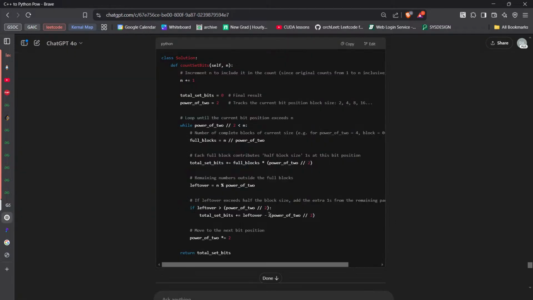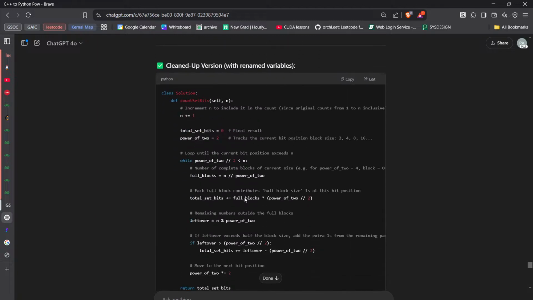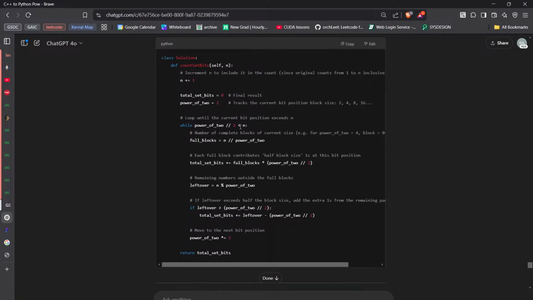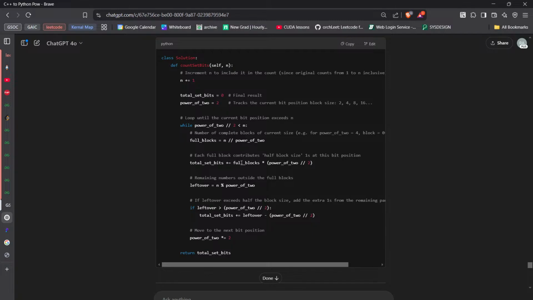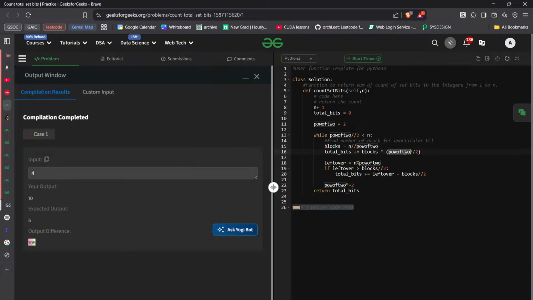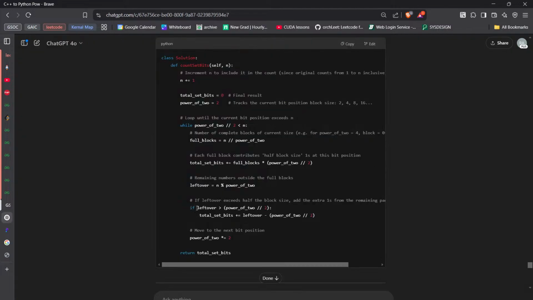Okay, let's go and check what happened here. Total set bit 0, power of 2 is 2, n plus equal to 1. Power of 2 divided by 2 is less than n. Yes, block is equal to n divided by power of 2. Yes. Total bits plus equal to full blocks into power of 2 divided by 2. Correct. Left over is equal to n modulo power of 2. Right. Left over is greater than power of 2 divided by 2.